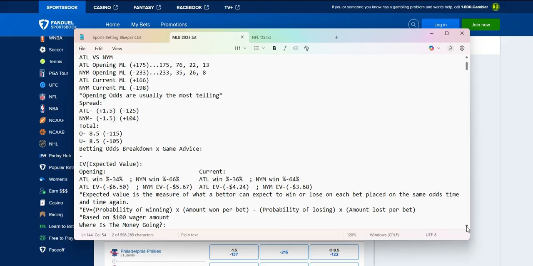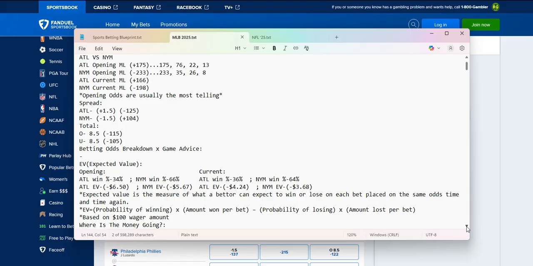And as you know, the minus 105s hit more so than the minus 115s, especially on the totals. Win percentage for Atlanta based off the opening plus 175 looks like this: 34% win percentage, 66% win percentage for the Mets. That gives Atlanta a negative expected value for the bookies of negative $6.50, and that gives the Mets a negative $5.67.